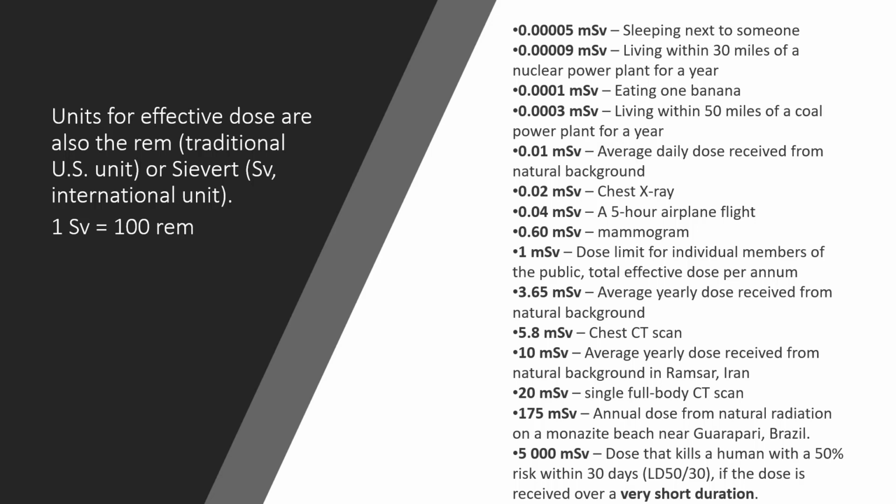How much radiation is that really? Well, if we compare it to the average natural background dose, in other words, the radiation we get from just walking outside, we get 3.65 millisieverts per year. And with a chest x-ray scan, we get 5.8 millisieverts. Not a whole lot there, do you think? Now, if we did a whole body CT scan, we get 20 millisieverts. And the annual dose from the radiation on Monazite Beach in Brazil is 175 millisieverts.